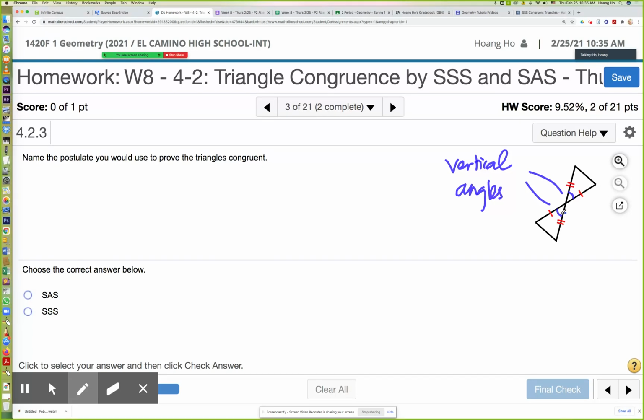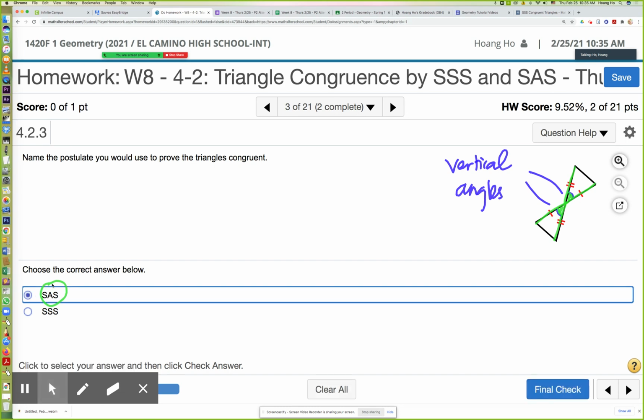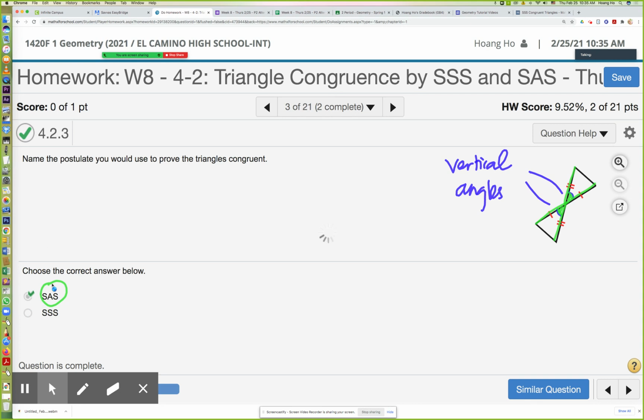And you see these two angles, are they the included angle? Yes, they are right there. The two sides right here, okay? And the angle is included in between the two sides. All right. On the other side, the same thing happened. Okay. So these two triangles have to be congruent by side, angle, side. Okay. Move on to question number 4.